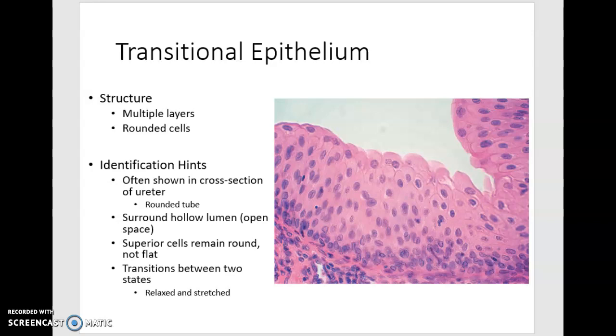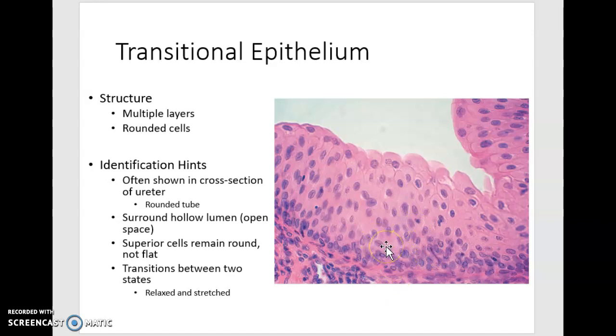So transitional epithelium, the structure has multiple layers with rounded cells, you can see. They are often shown in cross-section of the ureter, so a rounded tube here. They surround hollow lumen, so open space. The superior cells remain round and not flat. And there's transitions between two states.